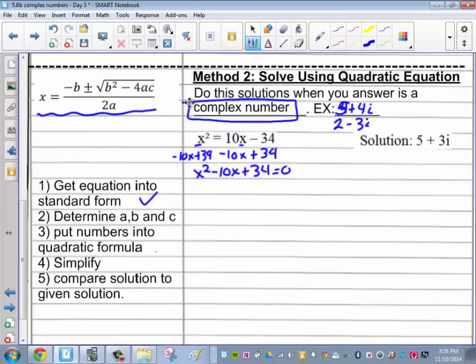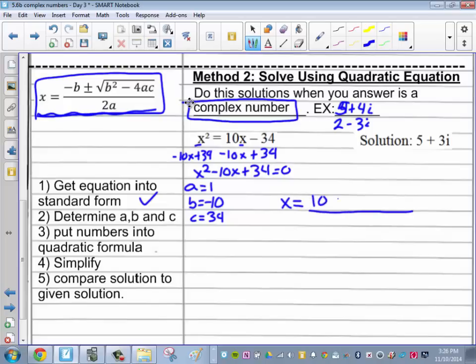Next, we want to determine the a, b, and c. Well, in this situation, my a is equal to 1, my b is equal to negative 10, and my c is equal to 34. Okay, put the numbers into the quadratic formula. So we got to plug them into this right here and see what we get. So we got x equals negative b, so positive 10 plus or minus the square root of b squared, right? B squared, which is 100, because negative 10 squared is 100. B squared minus 4ac, a is 1, c is 34, all over 2a, all over 2 times a, which is this 1.